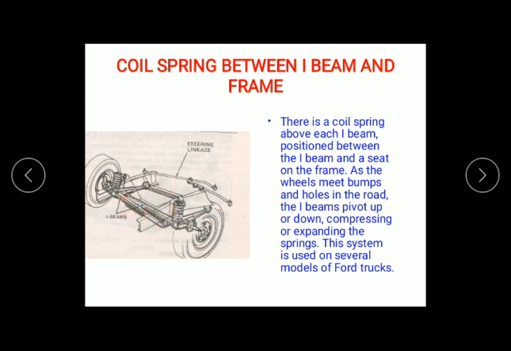As the wheels meet bumps and holes in the road, the I-beam pivots up and down, compressing and expanding the springs. The I-beam is compressing and expanding the spring during the irregularities of the road, and we get the shock absorption due to the I-beam and spring.